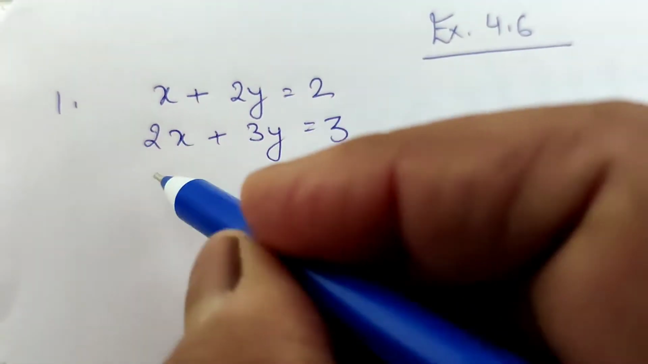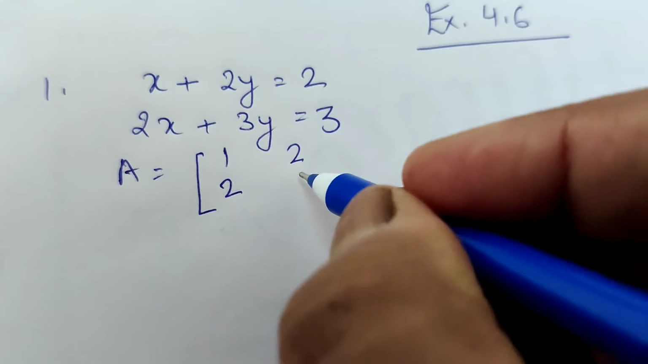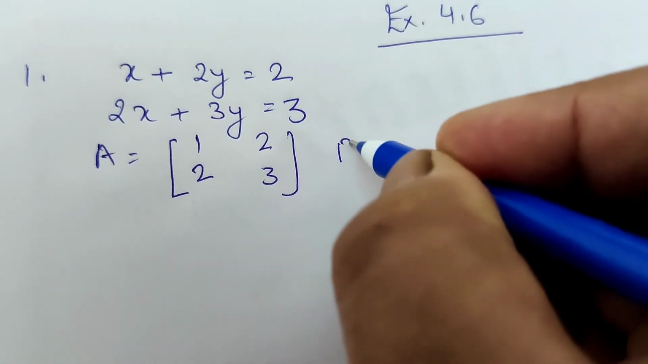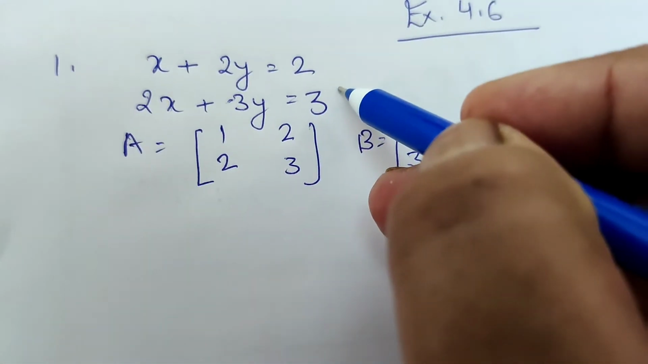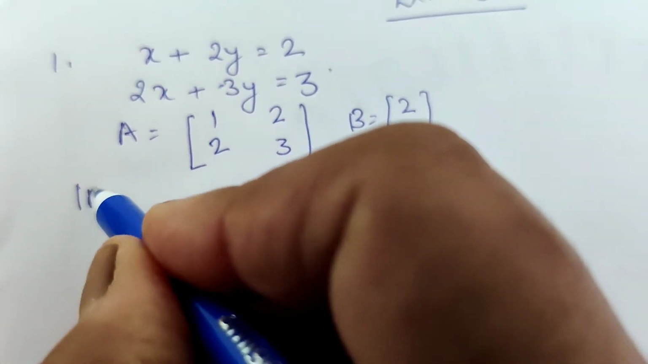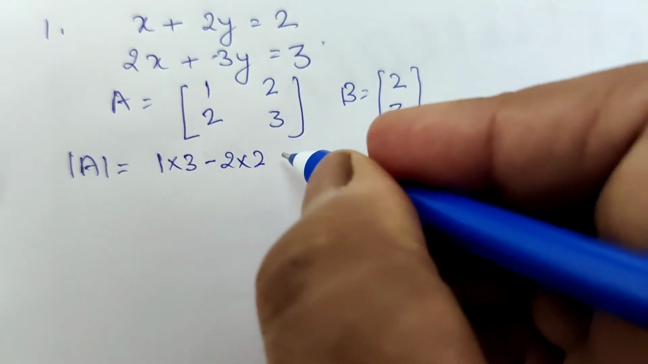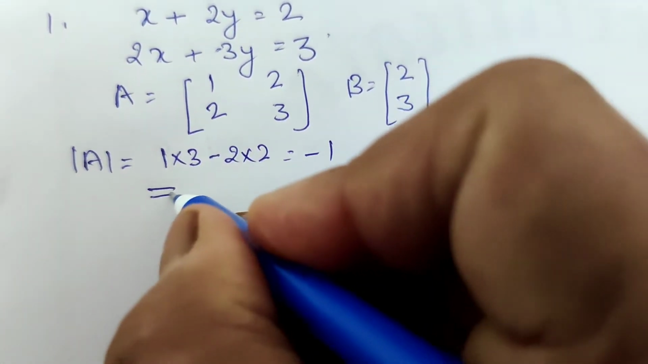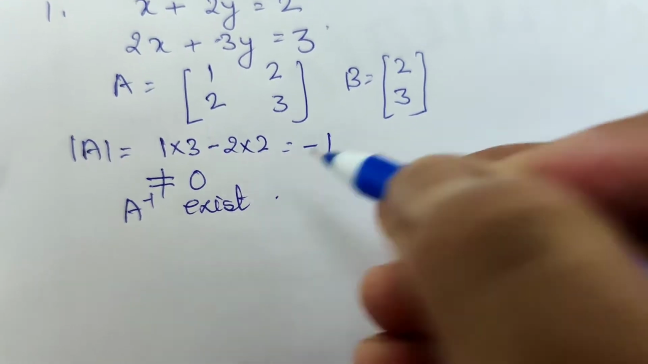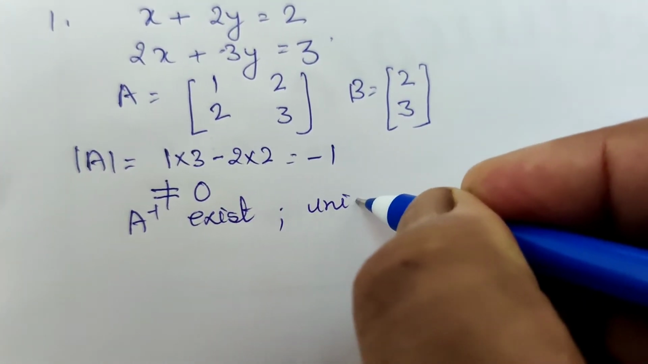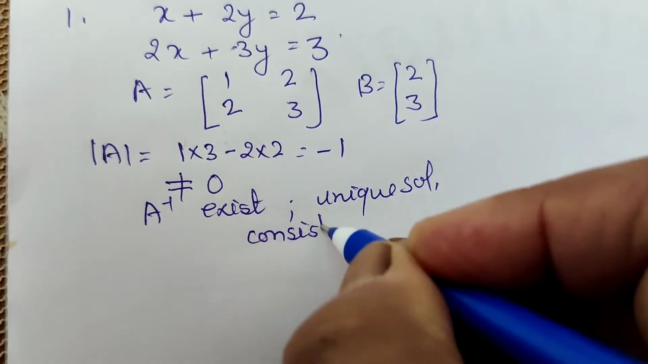In this question, the matrix A is 1, 2, 2, 3, and B equals 2, 3. This is AX equal to B. Now find the determinant of A. It means 1 into 3 minus 2 into 2 equals minus 1, not equal to 0. It means A inverse exists. A inverse exists means these equations have a unique solution and are consistent.